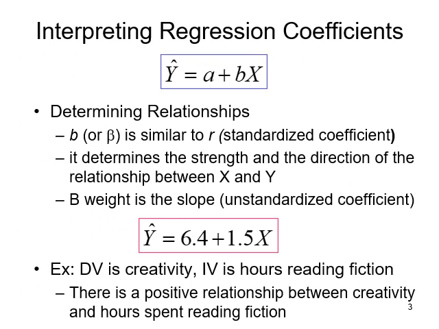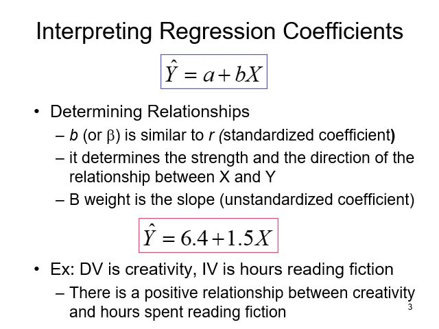So again, when we're doing regression, we're not going to report R. We're basically going to report beta and B. So B is similar to R, and beta is a standardized coefficient similar to R squared. So both of these are determining the strength and the direction of the relationship between X and Y. B weight, often referred to as small b or large B with the word weight after it, is the actual slope. It's the unstandardized coefficient. So the B weight is what we actually use in the equation. The beta is the statistical test statistic that we're calculating to determine if there's statistical significance.